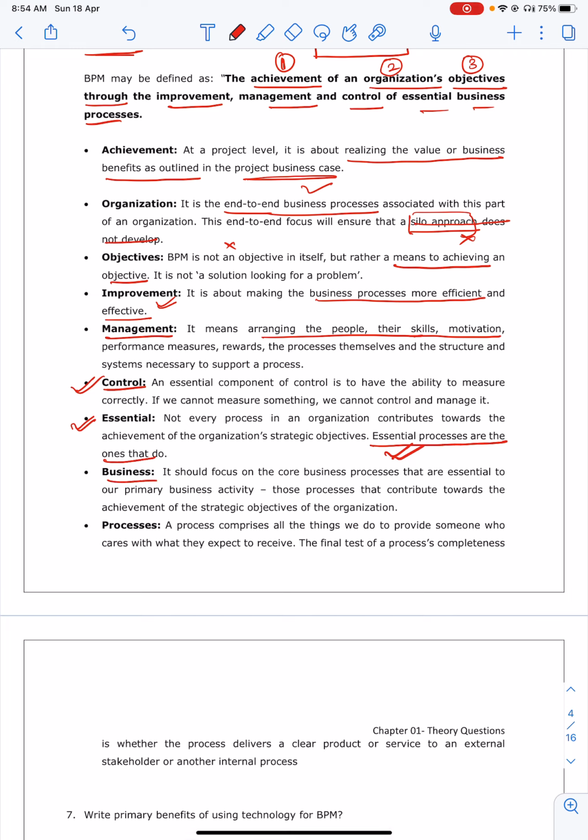Next is business. They have to concentrate only on core business processes. For example, if you take HSBC, what is the core business? They are into the banking sector, portfolio management, finance management, etc. Their core business is something specific. If they start developing a software, what happens? They deviate.